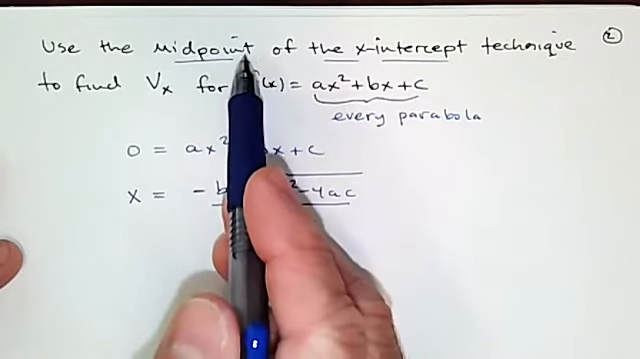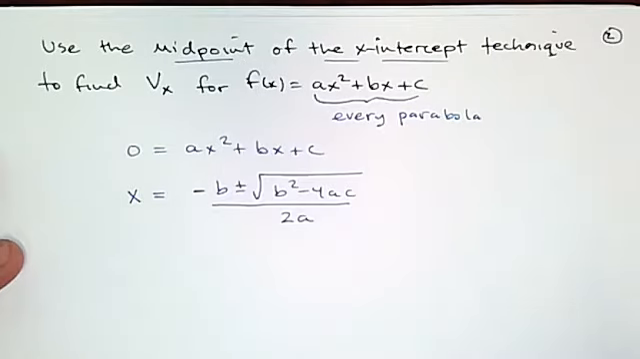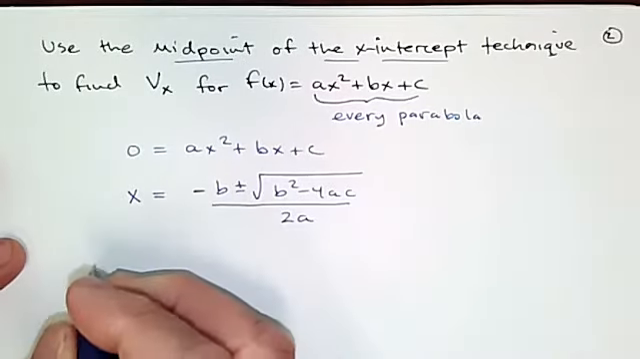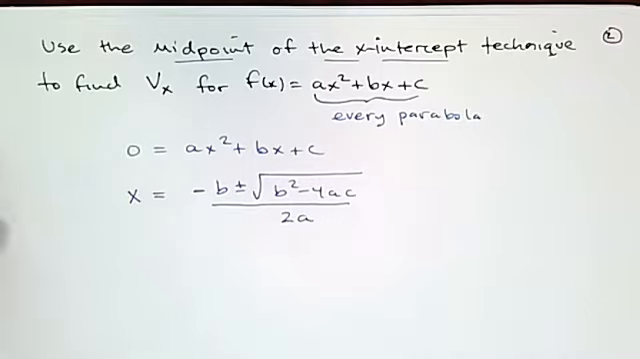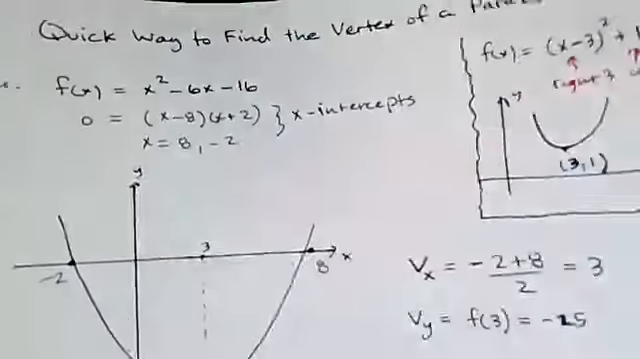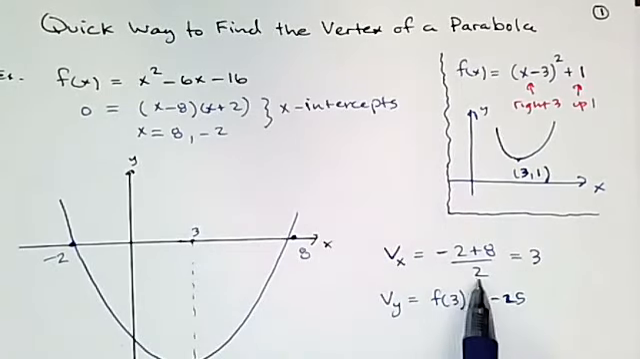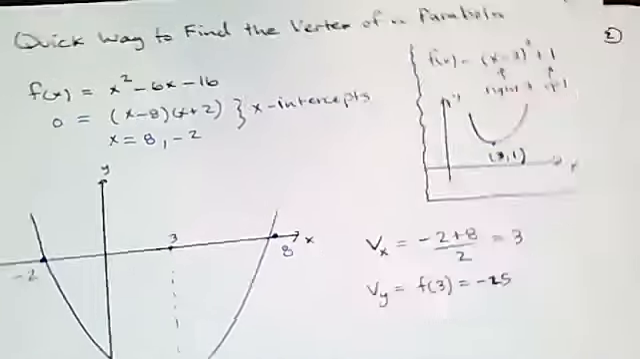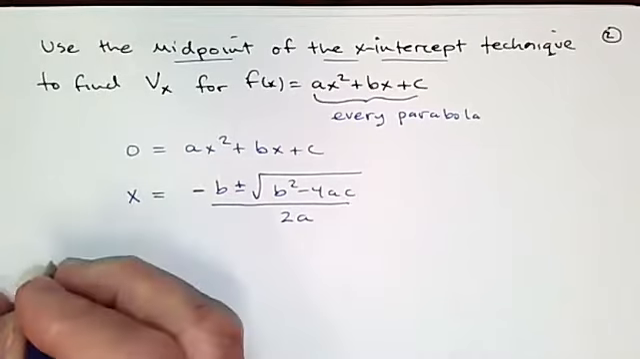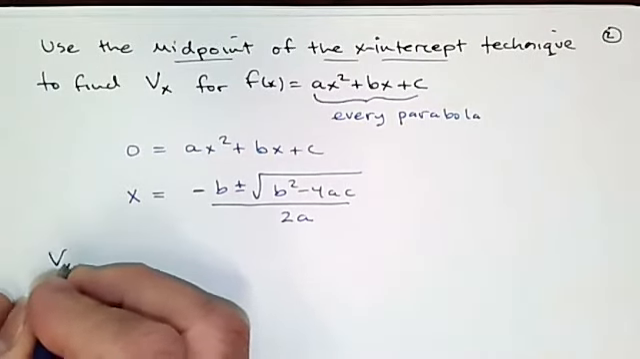And if I'm going to find the midpoint, what do I do with my two x-intercepts? I need to add them together and then divide by 2. Go back to this example here. Once I had my x-intercepts, I added them together, divide by 2, and that told me the x-coordinate of my vertex. So let's try it here. I know this seems weird, but let's try it.